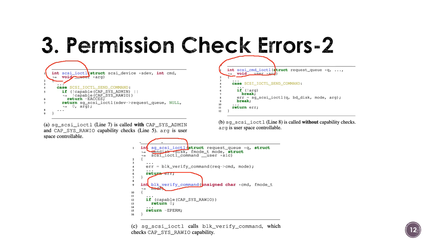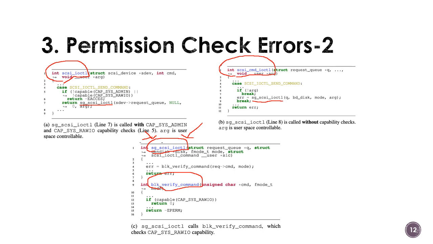So back in A, we can discover that A calls the function SG SCSI IO control from C, and also B calls the SG SCSI IO control from C. But in A, before calling this function from C, it has two permission checks.